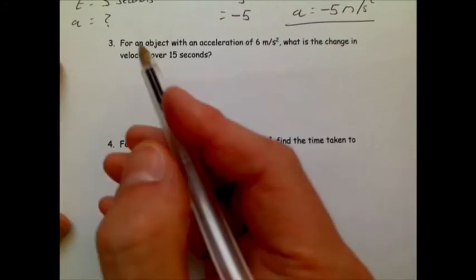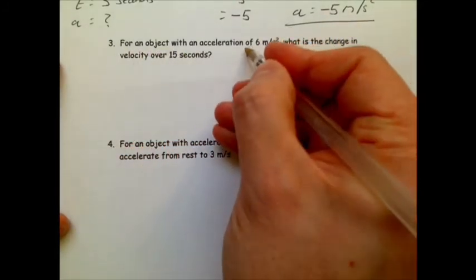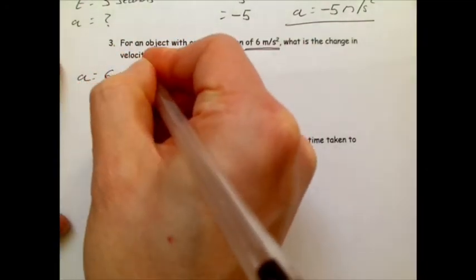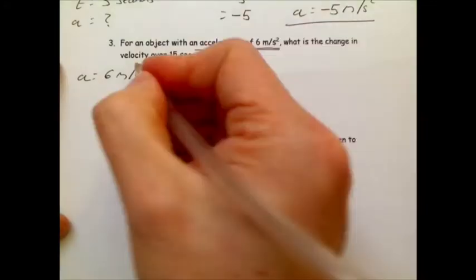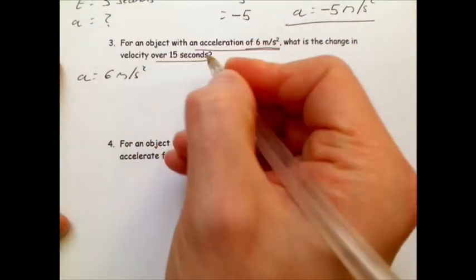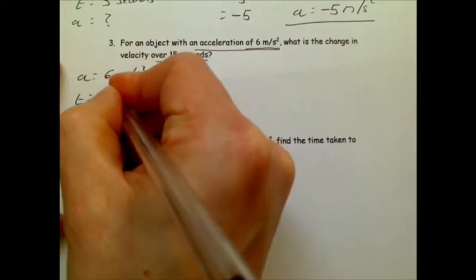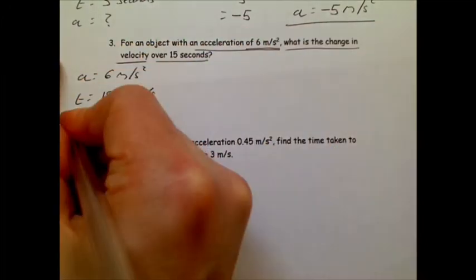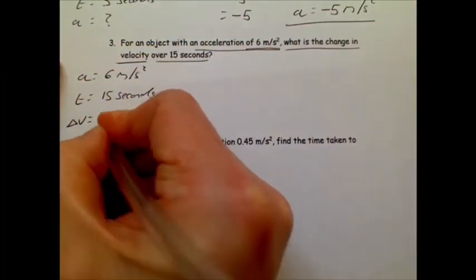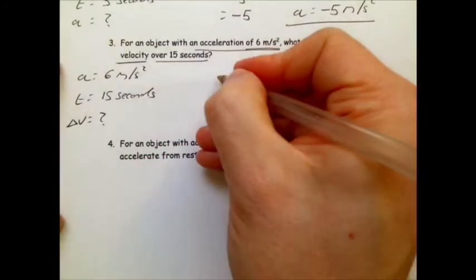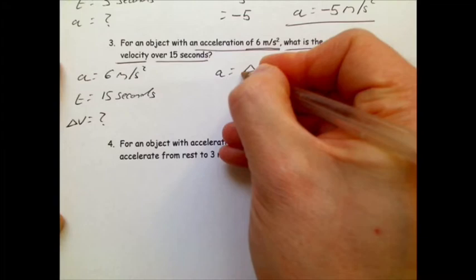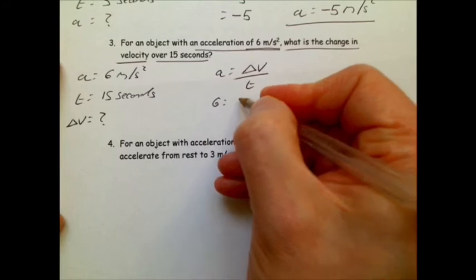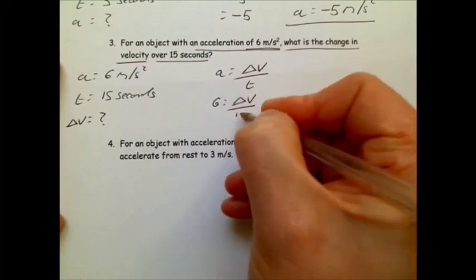Question number 3 then. For an object with an acceleration of 6 meters per second squared, what is the change in velocity over 15 seconds? So I've got a time of 15 seconds. And it says, what is the change in velocity? So delta V is what I need to work out. I know my equation: A equals delta V over T. Substitute my values in, gives me 6 equals delta V over 15.